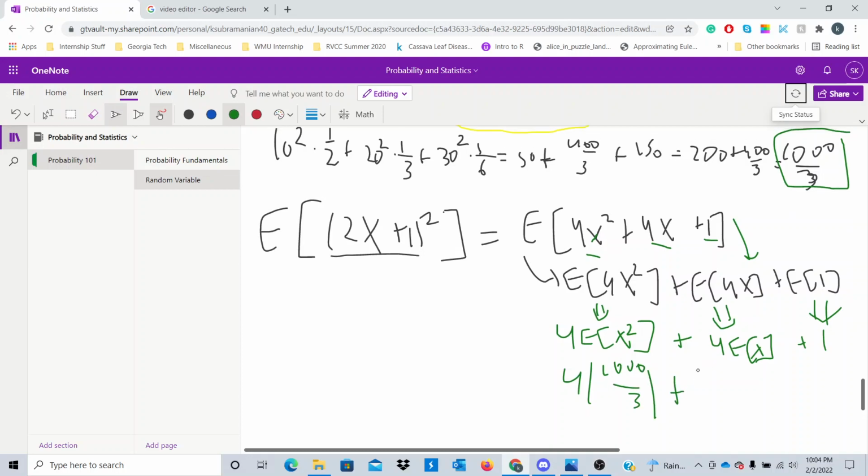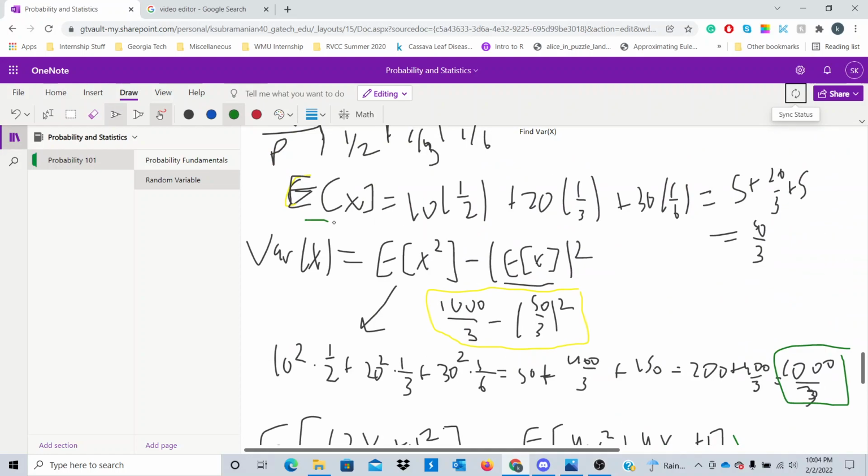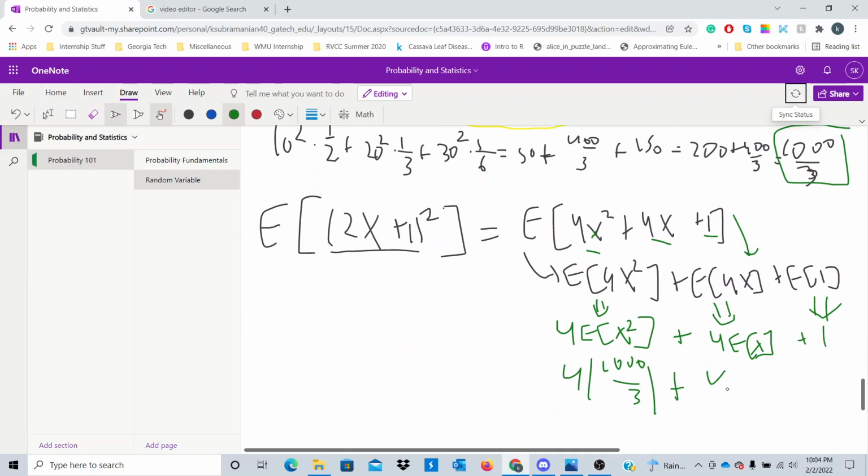And what is the expectation that we found earlier? Well, we've already done it here, right? It's actually 50 over 3. We've actually found it, so we can substitute. And then we're going to add 1. So whatever this result is, this will become the expectation of 2x plus 1 quantity squared. So that is how you can use expectations you've already found or variances you have found to find what you want.